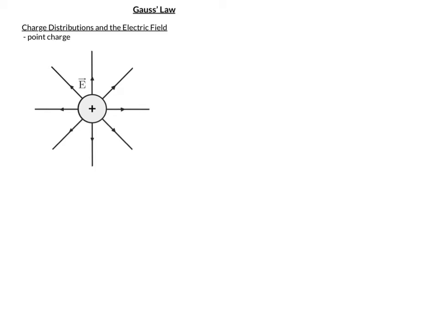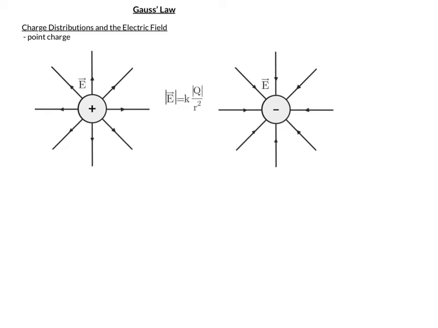So for a positive point charge, we know that the electric field lines radiate radially outward, and this should be a three-dimensional drawing where we know that the electric field lines are spherically outward of the positive charge. For a negative charge, we have the electric field lines going radially inward towards the charge.